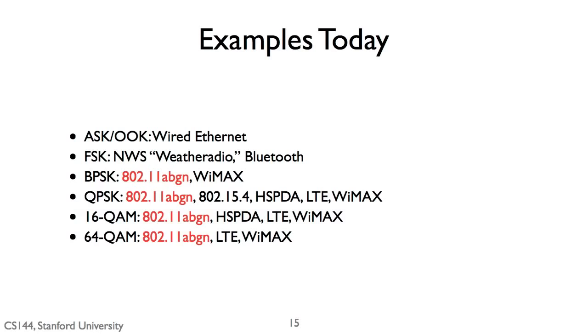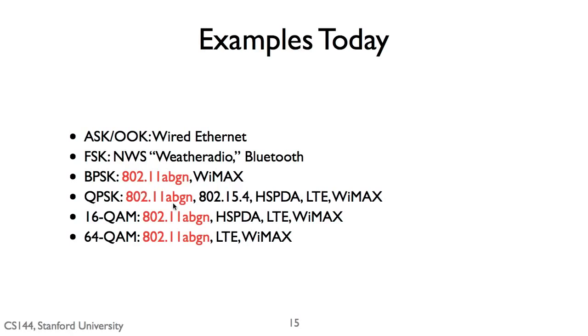So what's used today? Well, amplitude shift keying is basically all of wired Ethernet. It's very rare for communication systems to use frequency shift keying. There are some examples like the National Weather Service's Weather Radio, and Bluetooth actually uses it in some forms. Binary phase shift keying is used basically by all of the Wi-Fi standards, ABGN. It's also used in WiMAX.